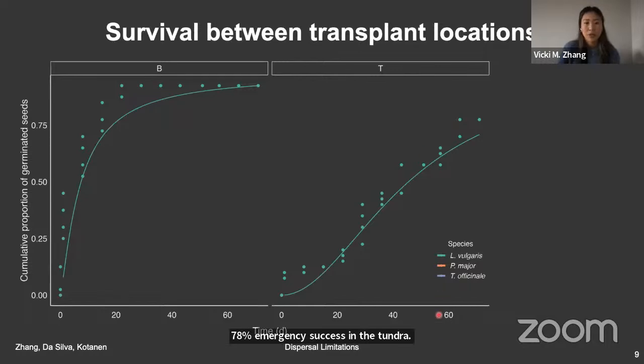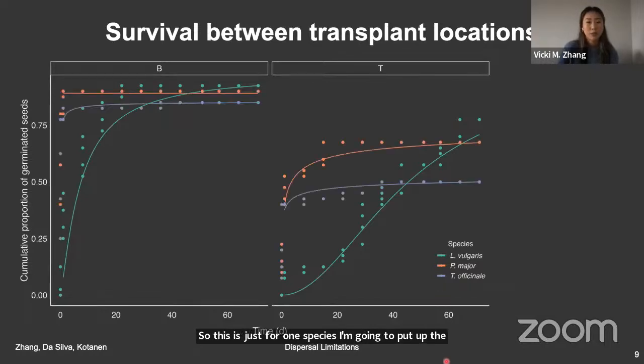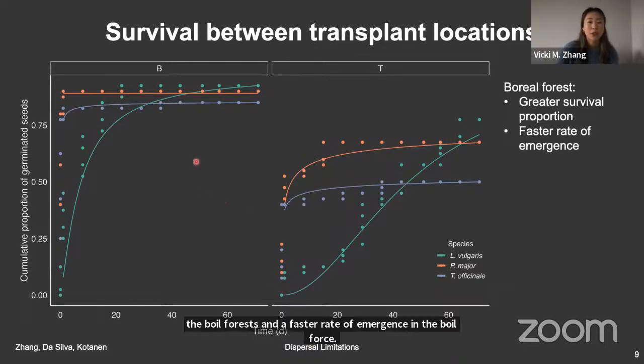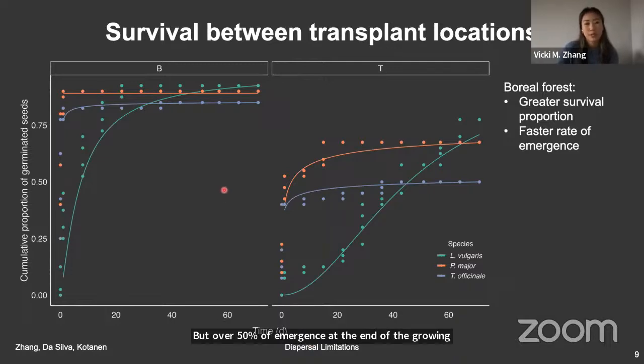I'm going to put up the other 2 species, and you can pretty clearly see a trend here where we have a greater proportion of survival in the boreal forest and a faster rate of emergence in the boreal forest, but over 50% of emergence at the end of the growing season across all 3 species in both transplant locations. And so this is pretty stark visual evidence that there are dispersal limitations of these non-native species, such that once they are transplanted into the boreal forest and tundra, they are still able to survive.